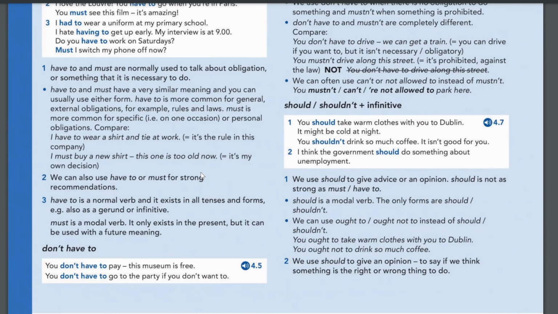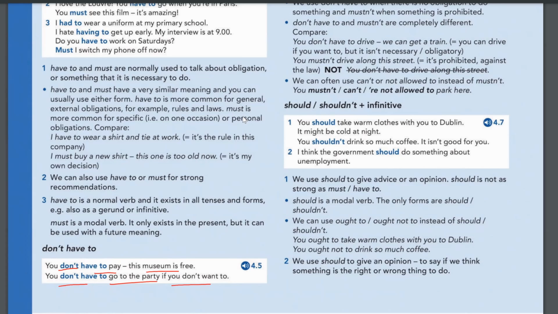It is optional. So when I say you have to, it is a rule. It is a law. You have to obey that. It's not your opinion. It's something that you have to do it. There's no other way. But when I say you don't have to, it is optional, right? So you don't have to pay, right? You don't have to pay. This museum is free. Or you don't have to go to the party if you don't want to. It's really up to you. It's optional. Or like there is no need for that.